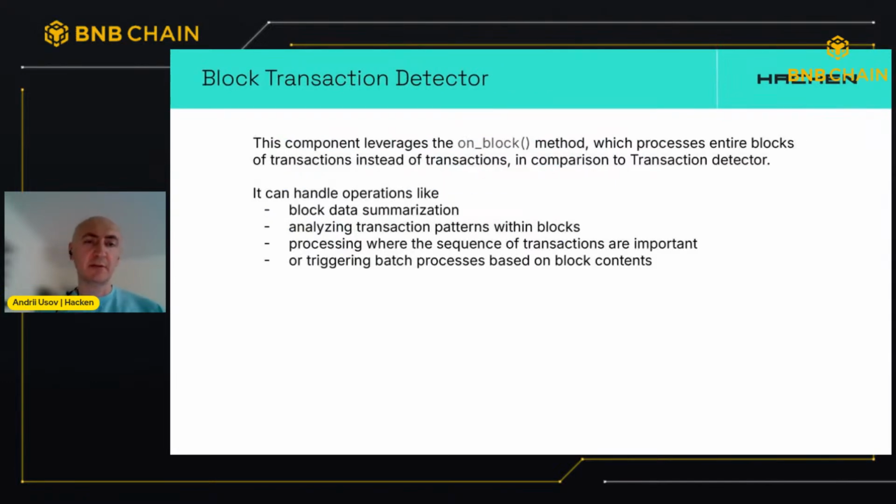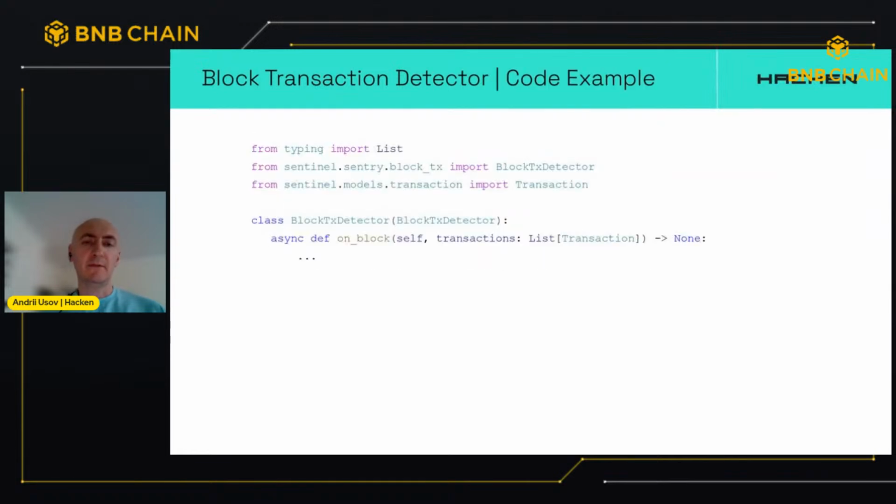The second most popular, or built-in, detector is the block transaction detector. When comparing with the previous one, where you receive only a single transaction and work in the frame of a single transaction, this one is more oriented to work with a block of transactions. So as you can see, we receive already a list of transactions. It's important when you need to have ordered transactions per block, when the minimal unit of processing is a whole block, with whole information about all transactions.